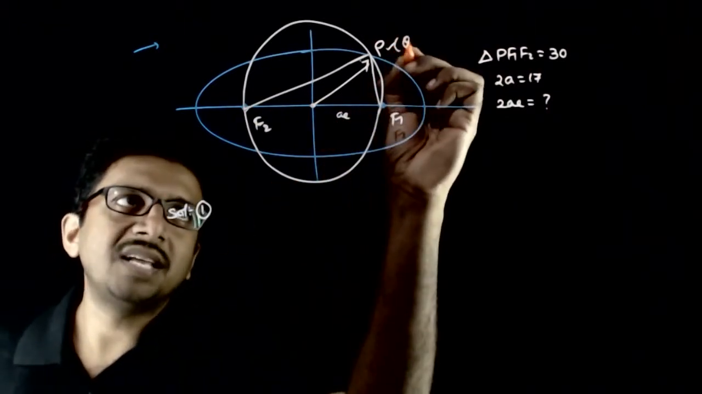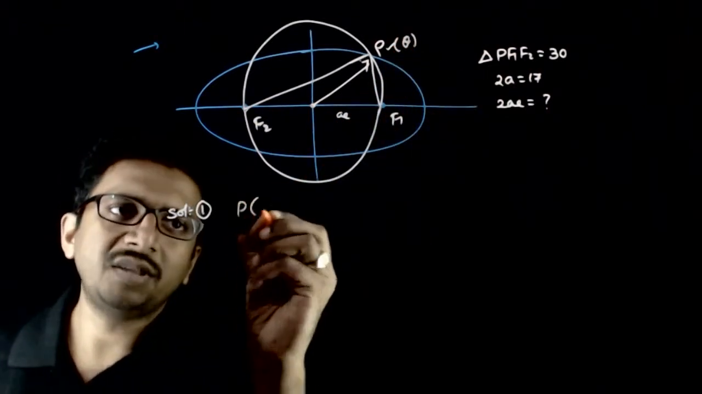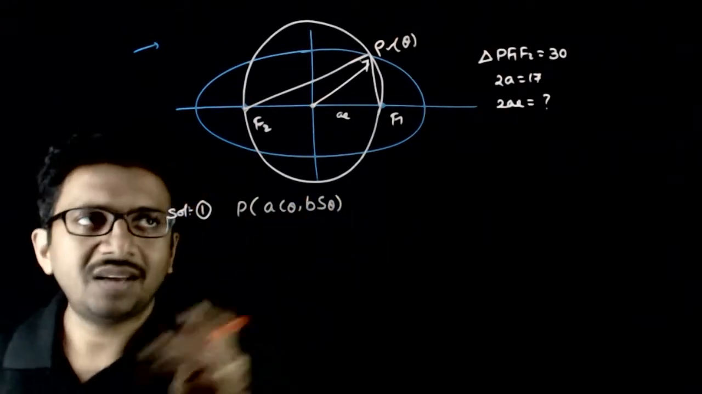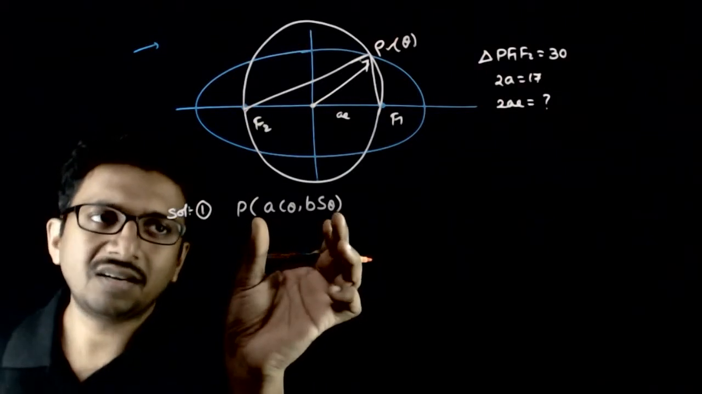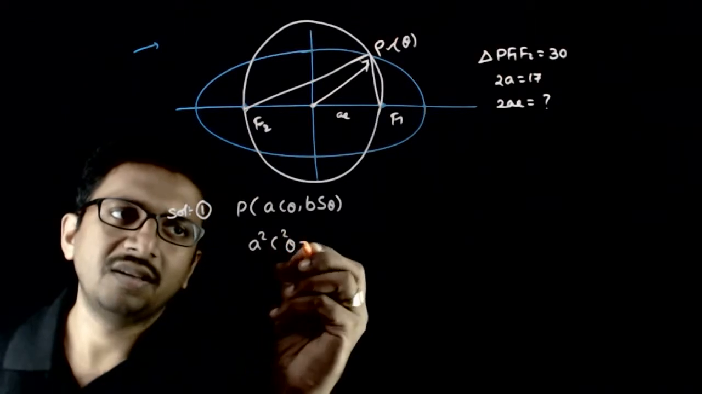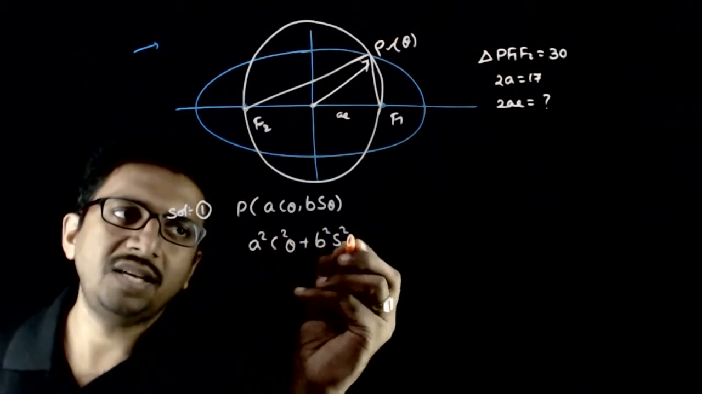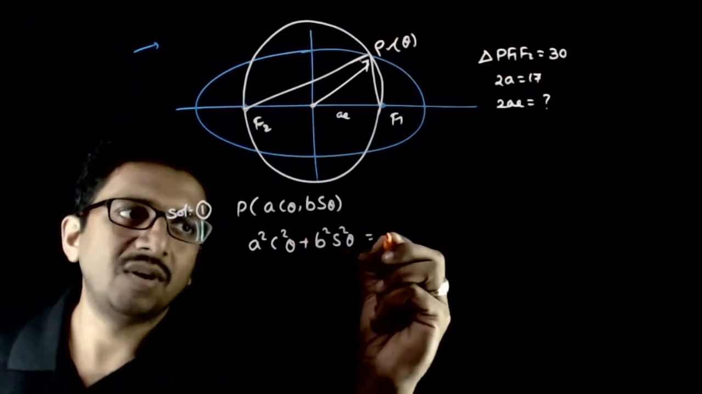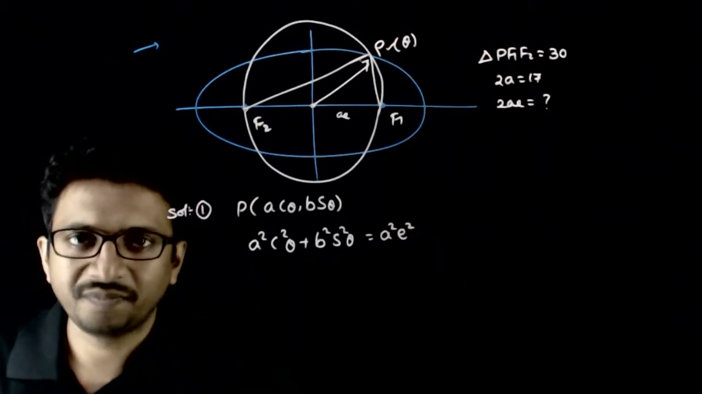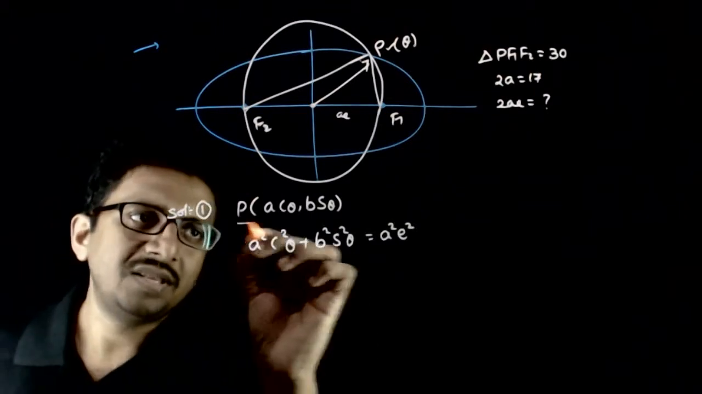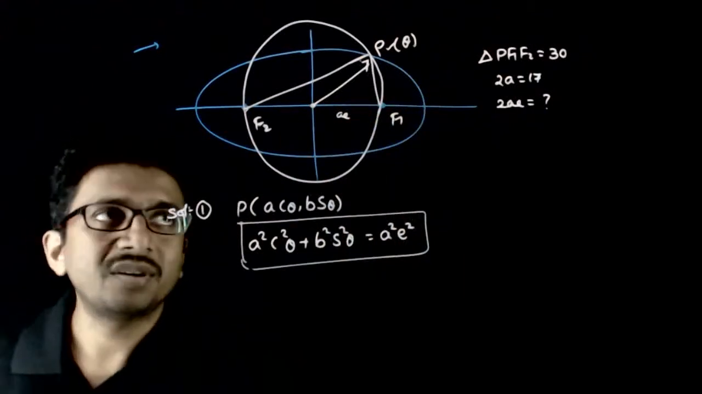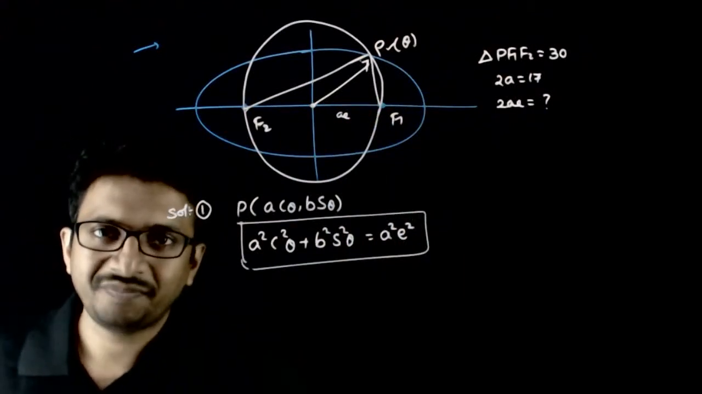So if P has an eccentric angle of theta, P can be thought of as (A cos theta, B sin theta), and the distance from the center should be equal to AE. That is, A square cos square theta plus B square sin square theta, this is distance square, is equal to A square E square. So this is the condition which the eccentric angle of this point has to satisfy.